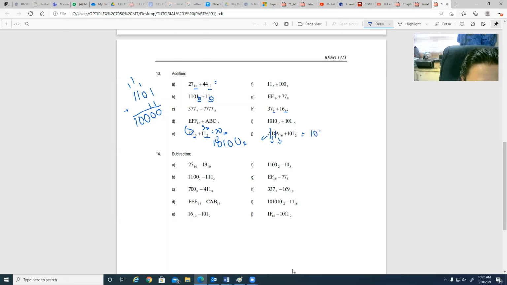1, 0, 1, 0, 1, 1, 0, 1. Okay, so this is the binary. Because this one I changed to binary, then plus this one. And then convert into hexa: 1, 2, 3, 4. Okay, 1, 2, 3, 4. All right, so this one will be A, this one will be D, this one will be F. Hexa. Right, so this is the answer, binary in hexa.